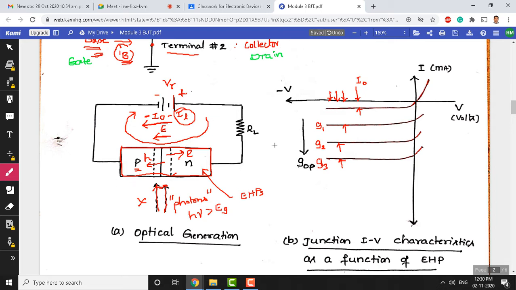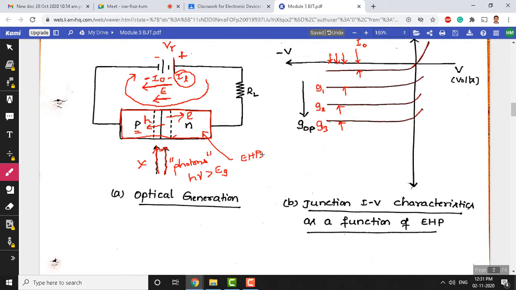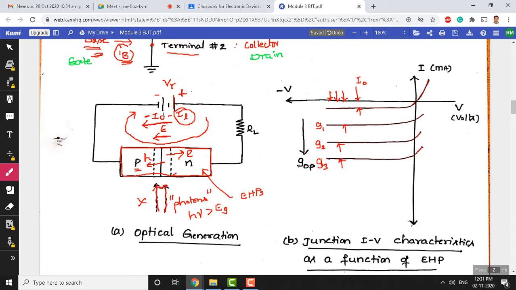So, we have seen this already, and I do not want to spend a lot of time on this. Now, what observation do we want to make from this? How do we connect this to the bipolar junction transistor? That is the main point of discussion.